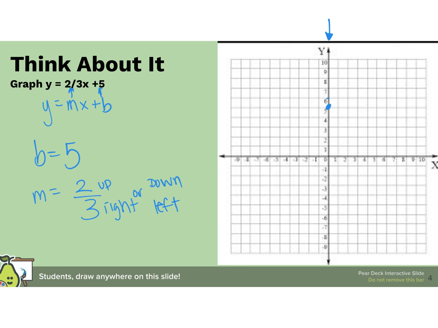So I'm going to go up 2 and right 3, and then put a point, and then do it one more time. 1, 2, 1, 2, 3, put a point, connect your line with the line function, and then go back and add arrows. So this is the graph of the function y equals 2/3 x plus 5.